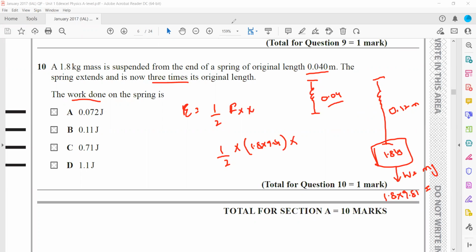And what about the extension? Extension means increase in length from the original. The new length is 3 times the original length, but how much is the extension? So the extension is twice the original, so extension is 0.08. Like total length minus the original length will give us the extension. So 0.08. When we multiply these, half force into extension, this will give us 0.71 joules, so C will be the right answer.